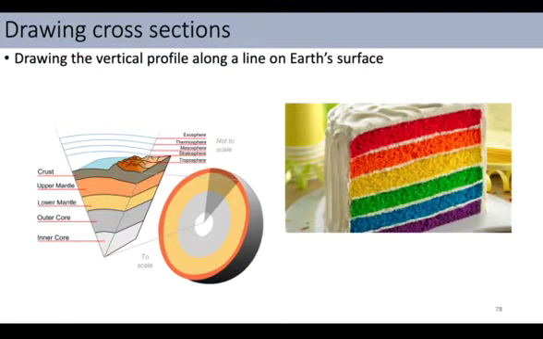So I just want to briefly, for the last part of lecture, go over drawing cross-sections, because this is what you're going to have to do on Tuesday in your discussion. So a cross-section is essentially like a vertical profile along a line on a surface. So imagine you cut a cake, like my cake here, and then you want to see what the cake looks like with depth. So you want to cut into the cake and look at the side of the cake. You want to see a cross-section.